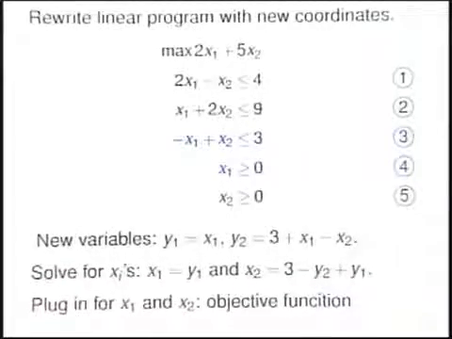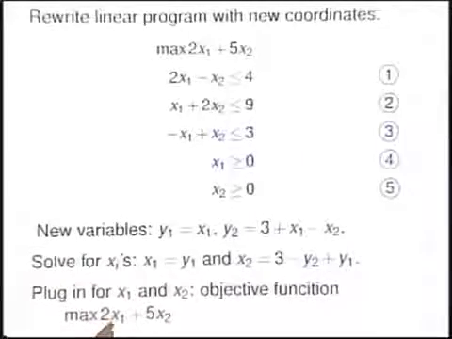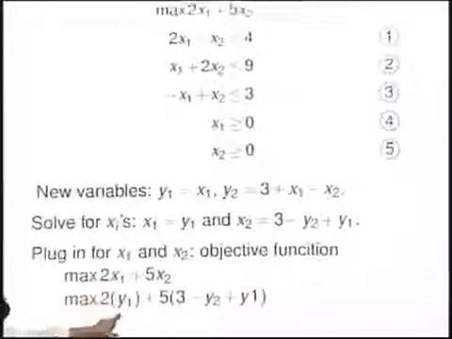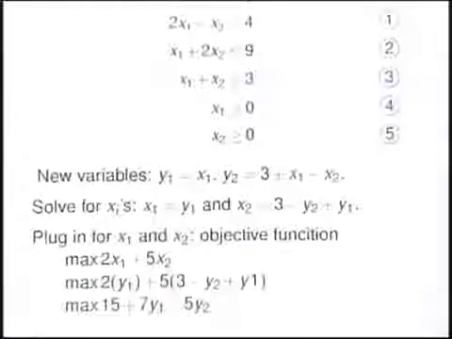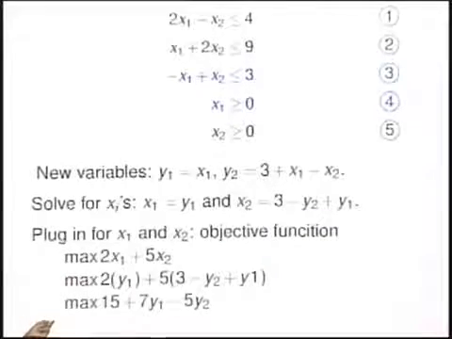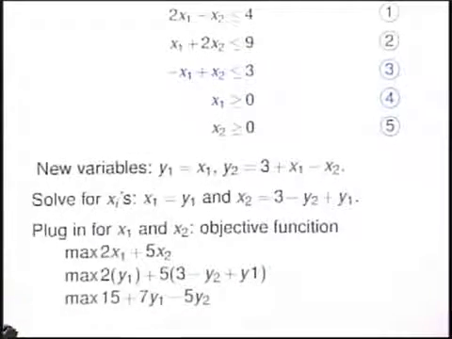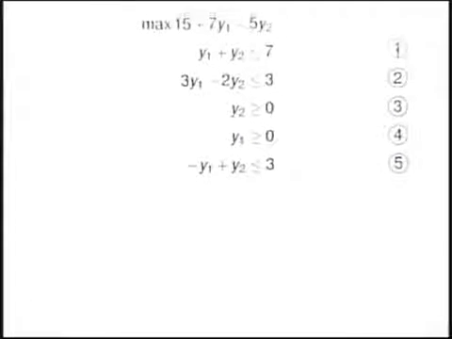So let's just do this for the objective function. Remember, the objective function is max of 2x1 plus 5x2. So we plug in for x1, y1, plug in here, and we simplify. So that's our new objective function, in terms of our new coordinate system. Is that clear?